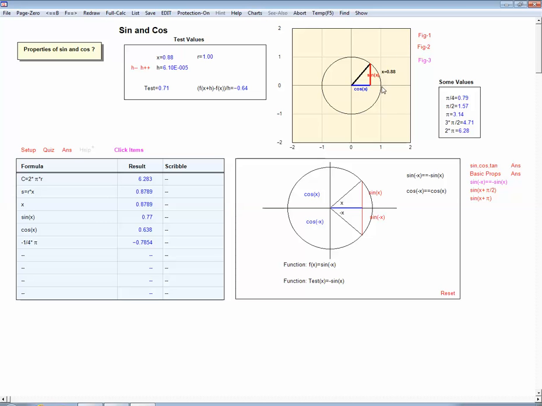Now what's the distance all the way around the circle? All the way around and back to your starting point. Remember the formula for the circumference of a circle: the circumference is 2 pi r. So if r is 1, then the circumference of this circle is just 2 pi.